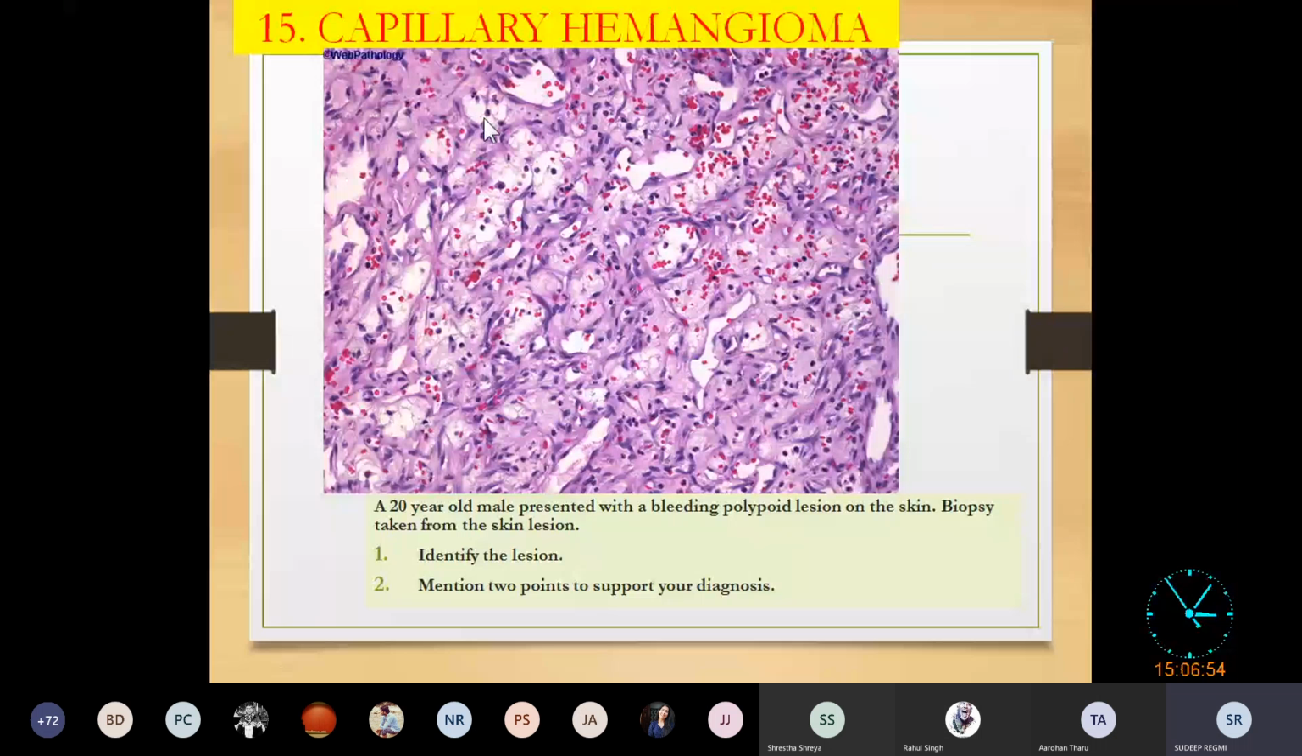When you see this many capillaries, these capillaries are also lined by endothelial cells. If you see here, these are all endothelial cells. They are lined by plump endothelial cells, slightly not flattened.